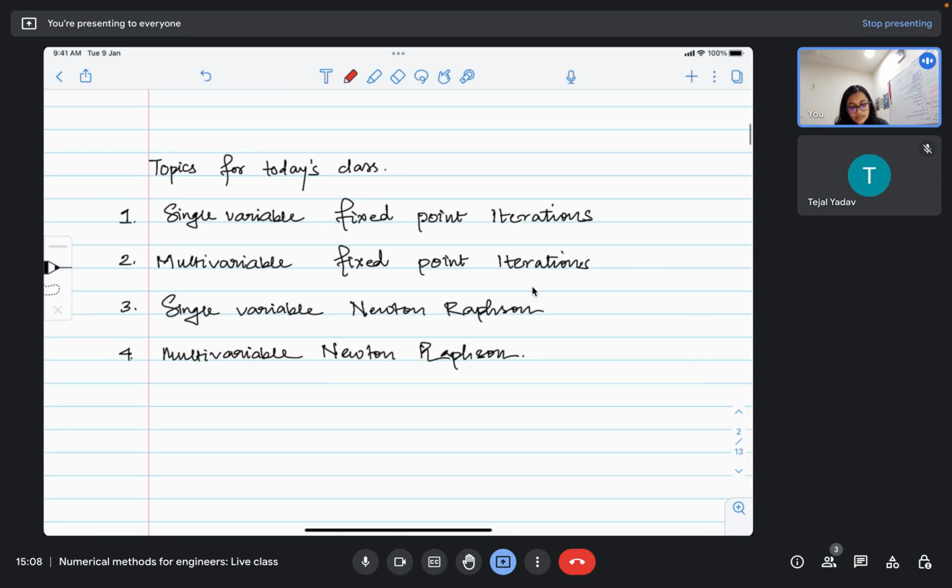For today's class I have kept four topics. We'll be learning fixed point iterations, starting with what happens in the case of single variable fixed point iterations, and then what happens in multivariable fixed point iterations. From the concept of fixed point iterations, we will move ahead to Newton Raphson, which is a modification in the same line as the secant method itself. Then we learn the Newton Raphson method again in a single variable and in multivariable. So we'll get started.